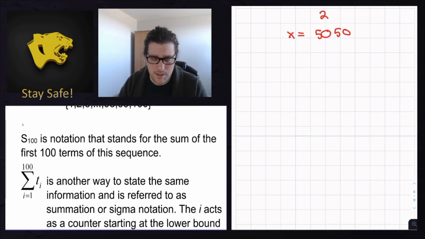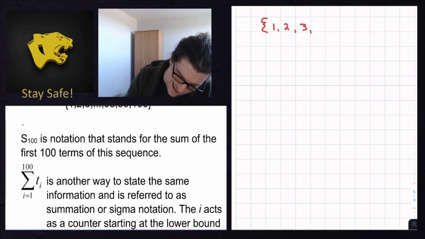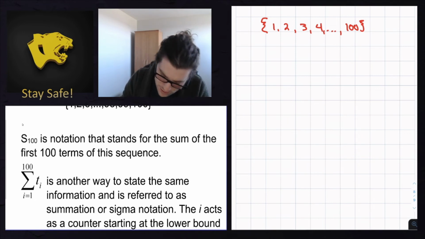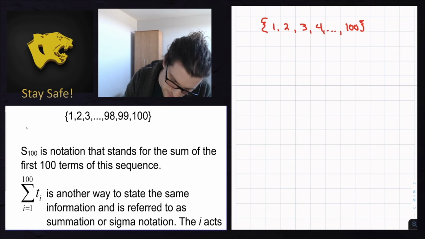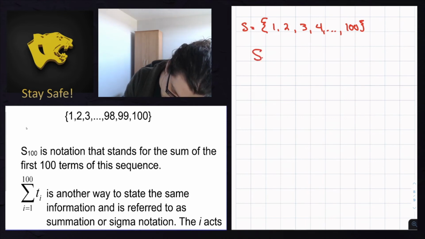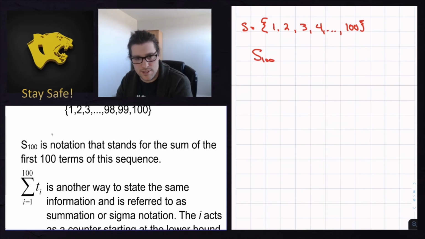So if I wanted to take what we just did, all of the first 100 whole numbers, and I wanted to sum them, if this is my sequence, that set, then I could say S100 is the sum of the first 100 terms of the sequence.